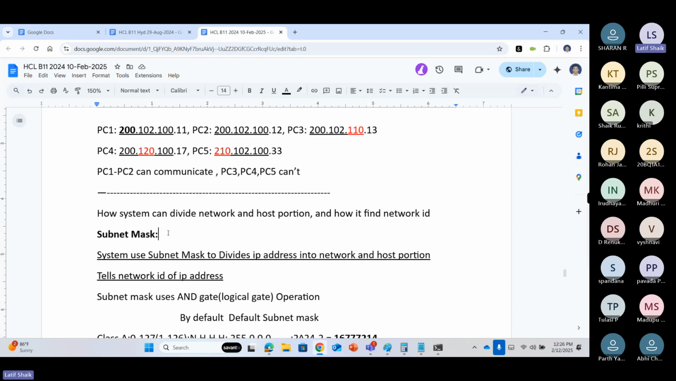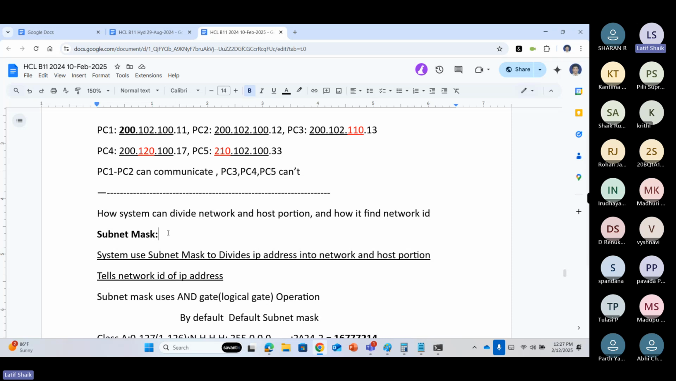But how will the system understand? How will it understand what the network portion and host portion are, and how can it divide it? As I said, if their network ID is the same, they can communicate with each other. If their network ID is not the same, they can't communicate, right? But how does the system know the network ID, host ID, network portion?